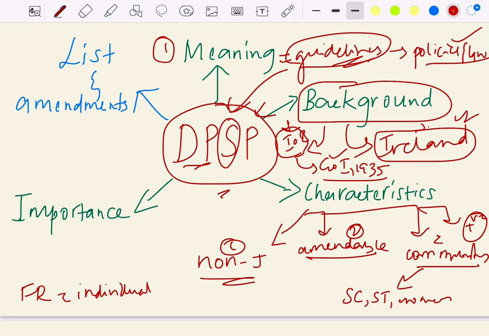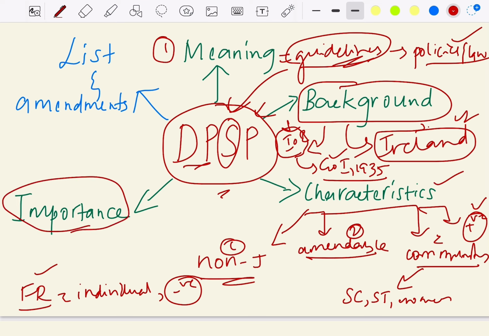Fundamental rights are negative obligations, because they tell the state not to do certain things. They ask the state not to prohibit, not to discriminate, and all such things. So fundamental rights are negative obligations on the state, whereas DPSP is positive obligations on the state because it tells what the state has to do. So this is about the characteristics of DPSP.